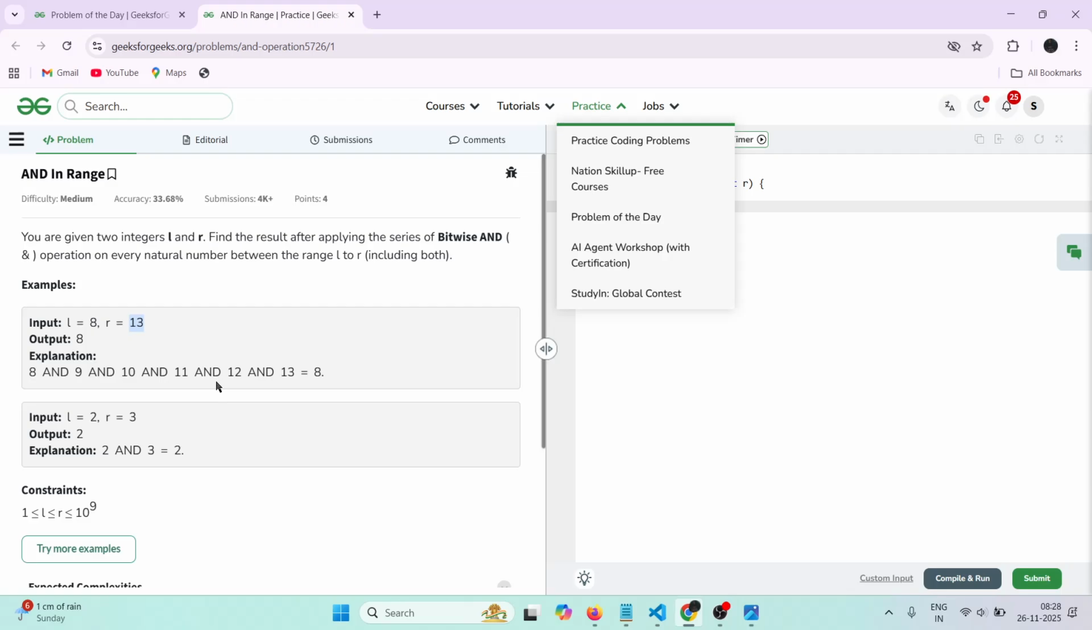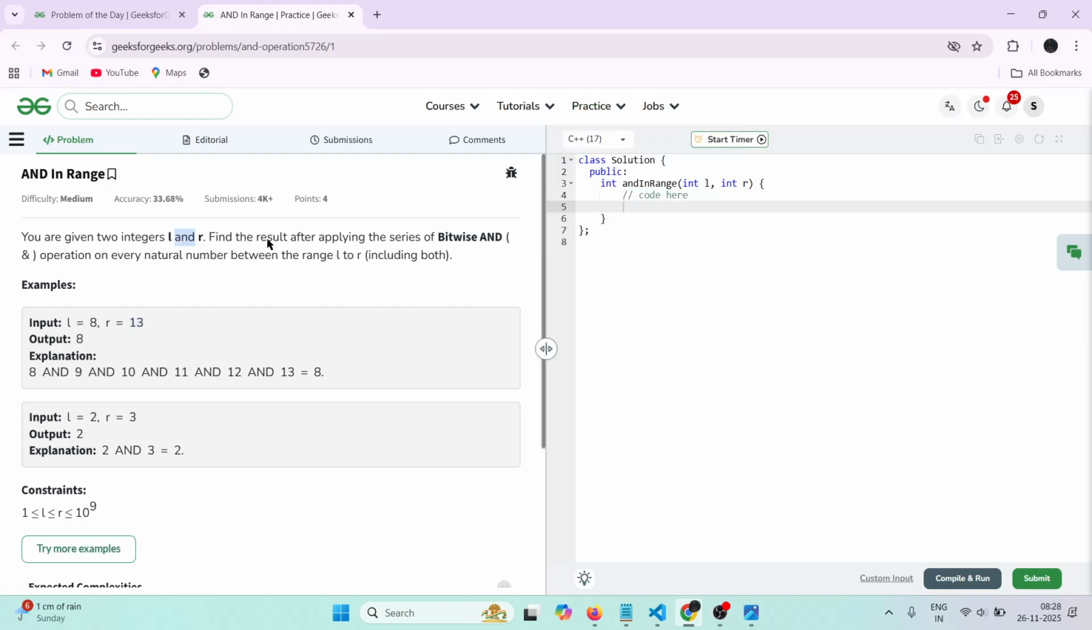Hello everyone. Today we are going to solve the GFG problem of the day, which is marked medium, but I think it's easy. You are given two integers L and R, and we have to find the bitwise AND from L to R. Suppose L is 8 and R is 13, then we find the bitwise AND of 8 to 13. Similarly from 2 to 3.